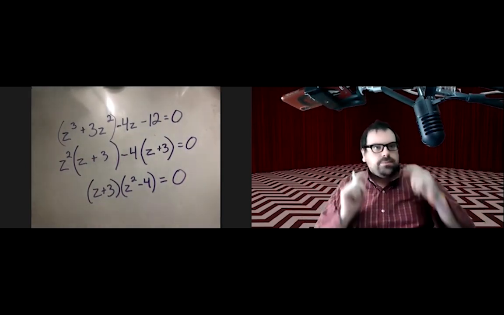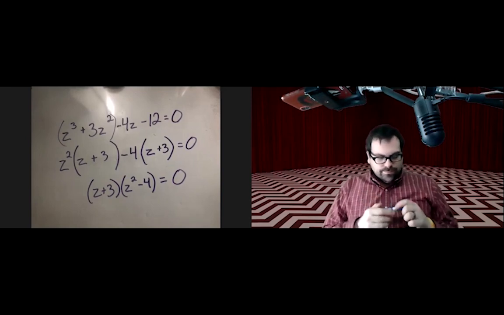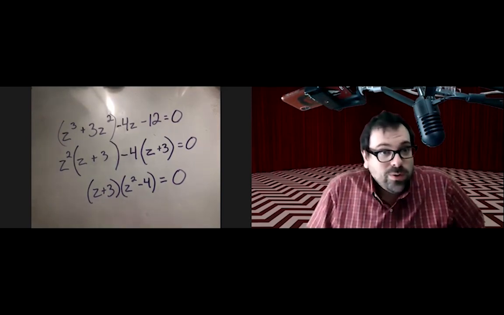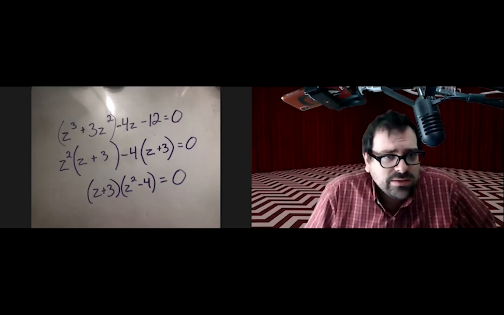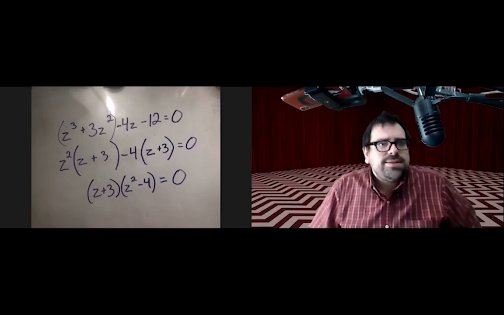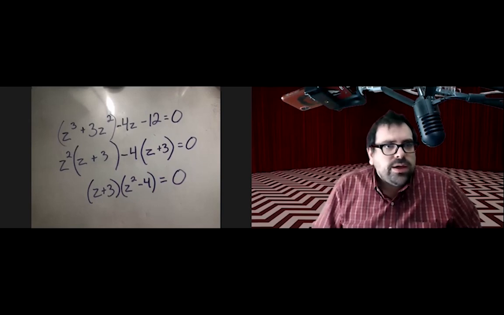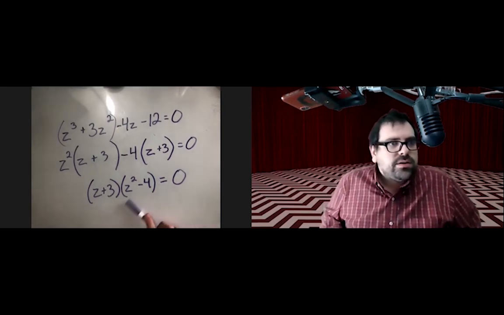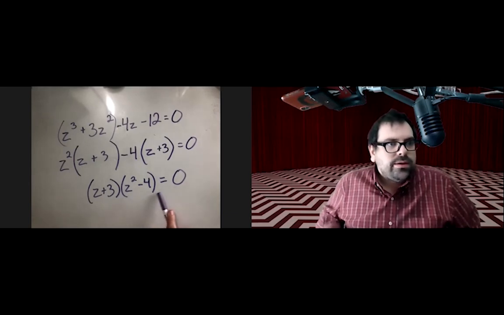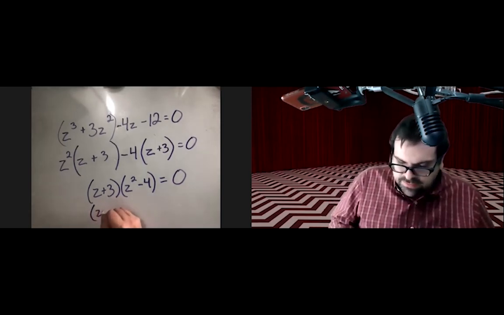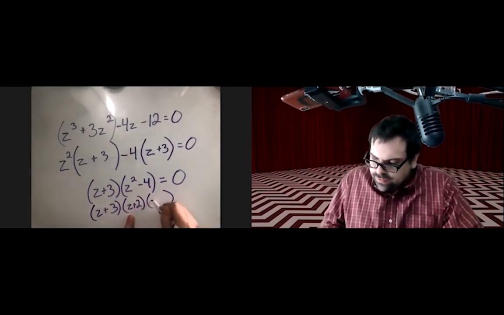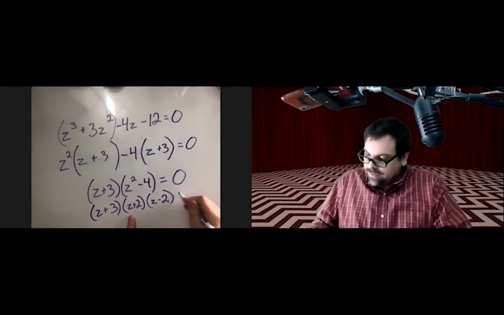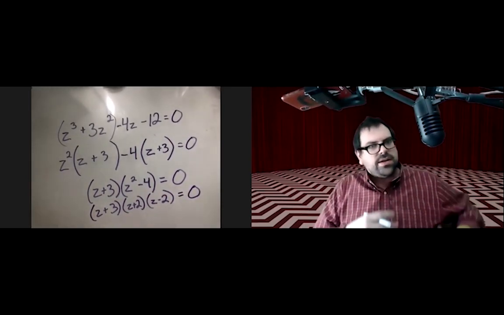Is this completely factored? No, it is not. What can we do to keep factoring? Is there some greatest common factor we can factor out? No, that's not it. What do you see? What can we factor? Yeah, z squared minus 4, that's a difference of squares. So our z plus 3, this piece is z plus 2, z minus 2. Again, we went over all this factoring in the past.